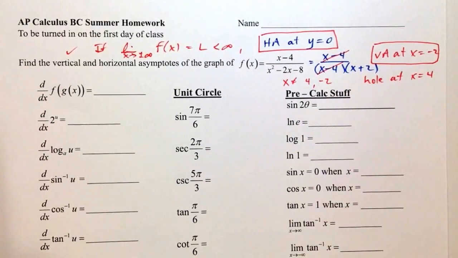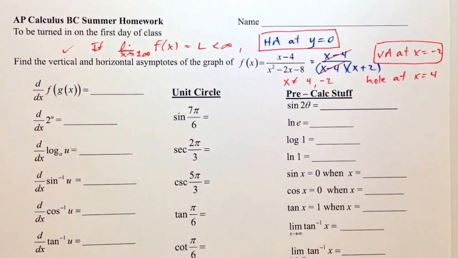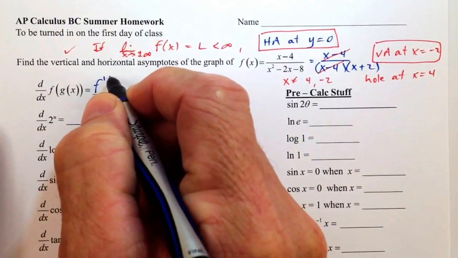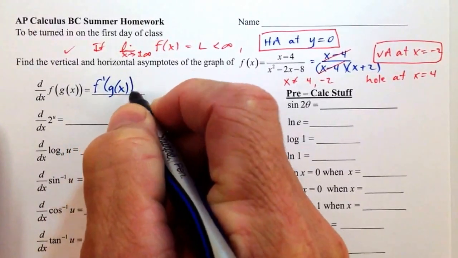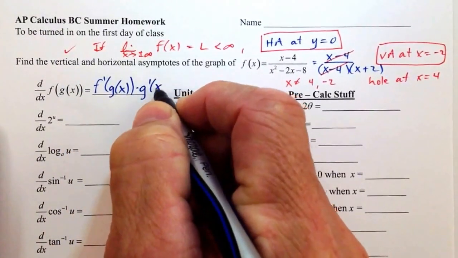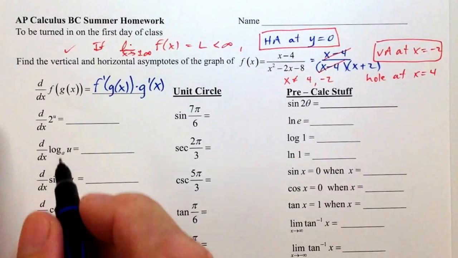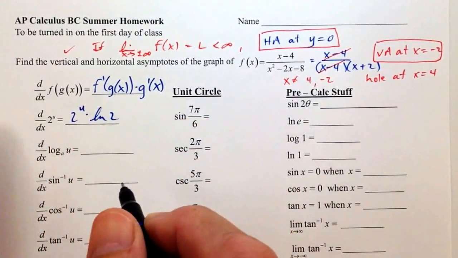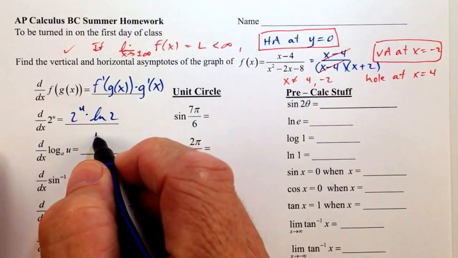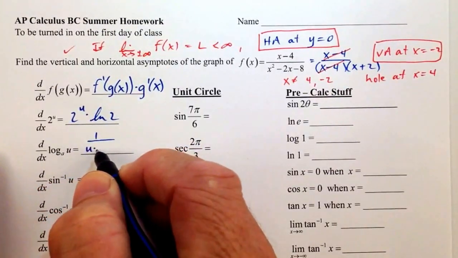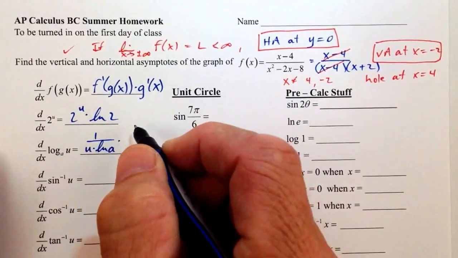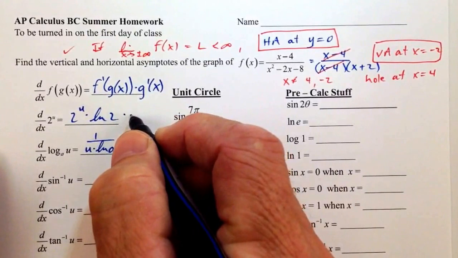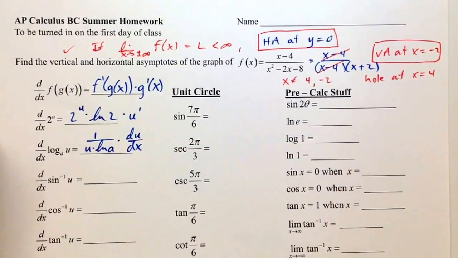Okay. And then down here, derivative of f of g of x is, first of all, derivative of the outside, f prime of g of x multiplied by g prime of x. Okay. The derivative of 2 to the u is 2 to the u times ln of 2. Log base a of u, it's always 1 over u times ln of the base and multiplied by the derivative of u with respect to x, and I forgot to do that up here. I'm going to call it u prime from now on, du dx.